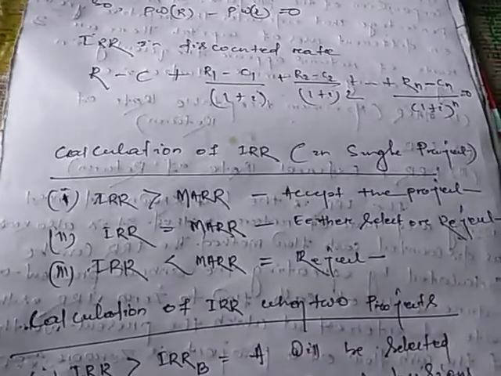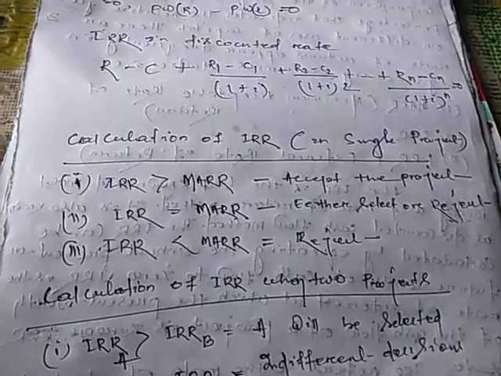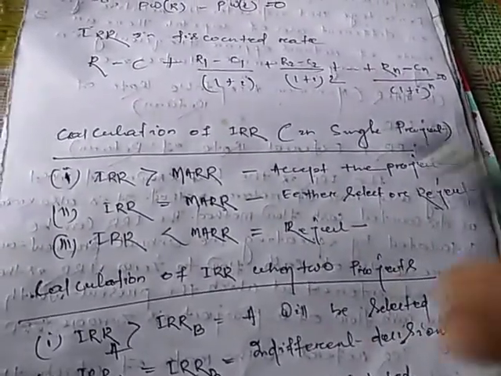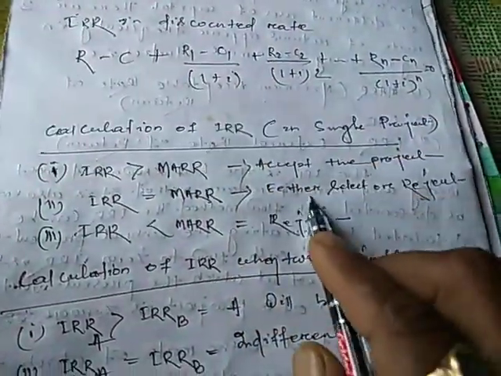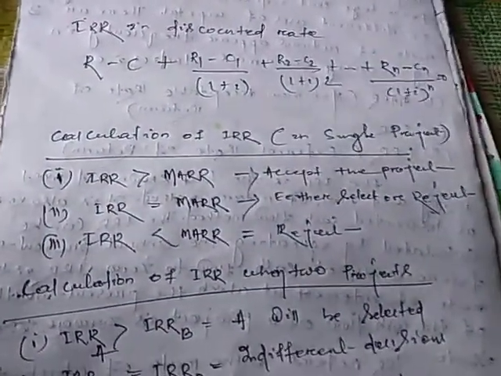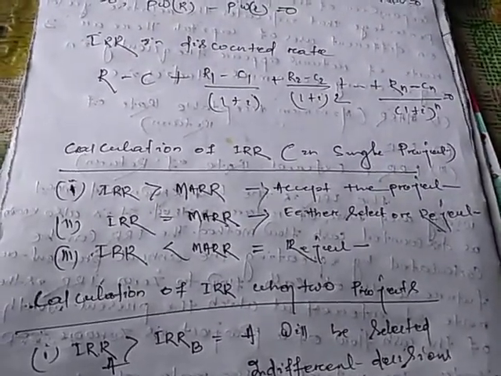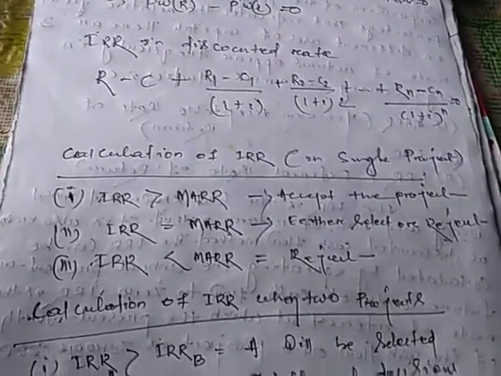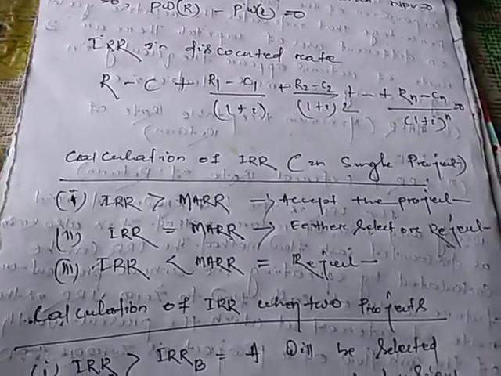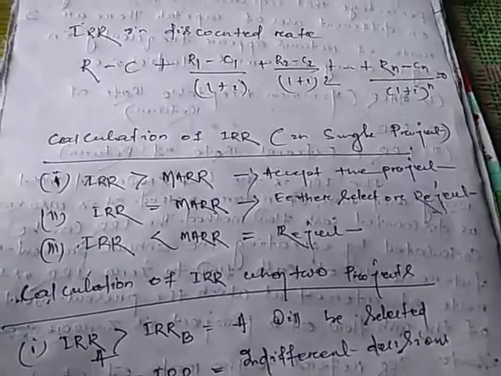The second case is when the IRR, internal rate of return, is equal to the minimum acceptable rate of return, MARR. That means either select the project or reject it; it depends upon the authority's decision. Then, when IRR is less than MARR, that is, the internal rate of return is less than the minimum acceptable rate of return, the project will be rejected. This is the consequence for the project. Then we come to when two projects are there.